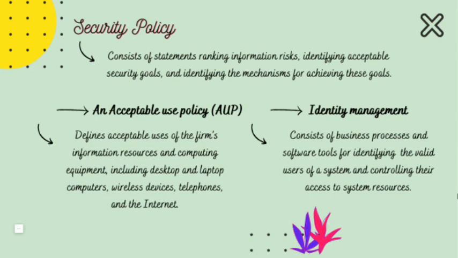Second, identity management consists of business processes and software tools for identifying the valid users of a system and controlling their access to system resources. It includes policies for identifying and authorizing different categories of system users, specifying what system or portions of the system each user is allowed to access, and the processes and technologies for authenticating users and protecting their identities.